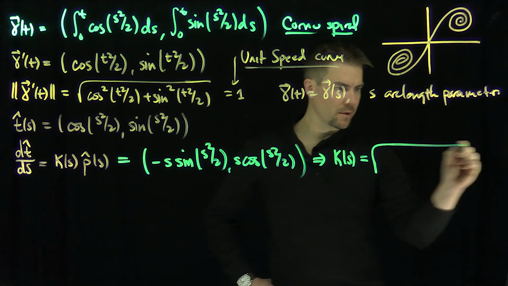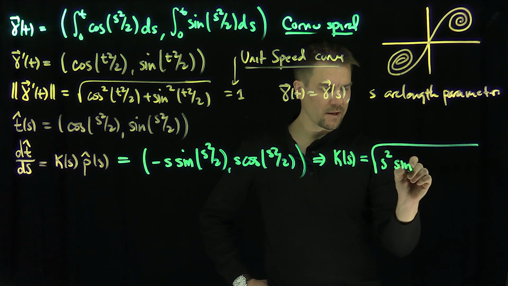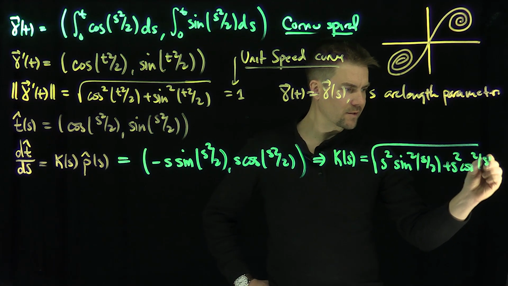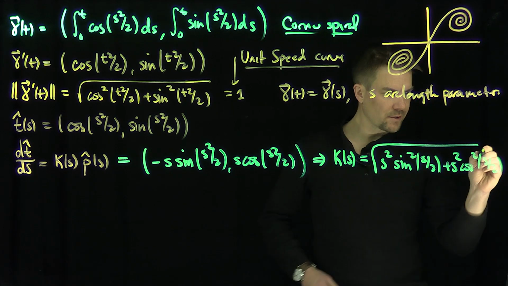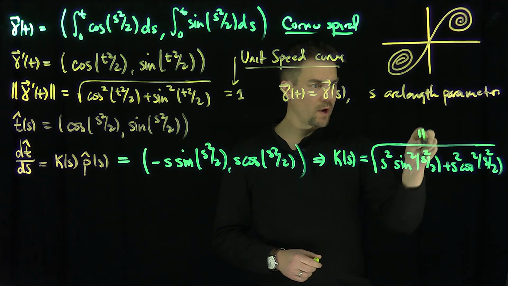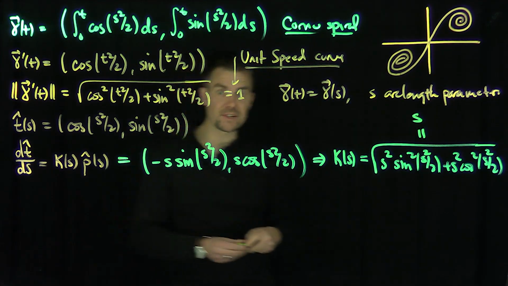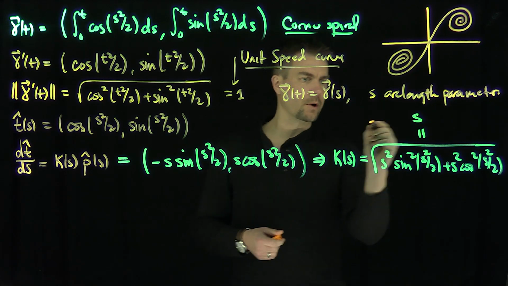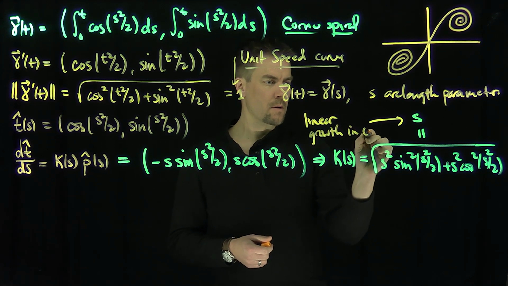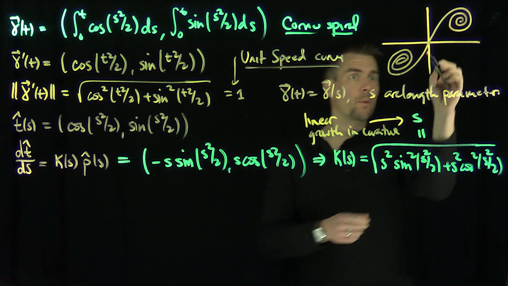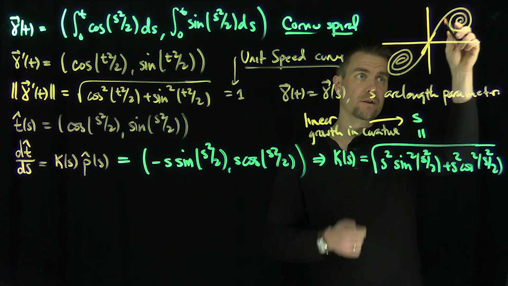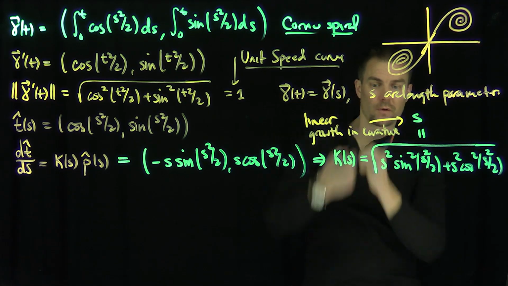It is going to be the square root of s squared sine squared of s squared over 2 plus s squared cosine squared of s squared over 2. And there's an s squared over there, and so this simplifies just to s. In other words, this curve exhibits linear growth in curvature. What we see from this figure is essentially straight curvature at the start, and as we move along, tighter and tighter circles, so the radius of oscillation is decreasing.